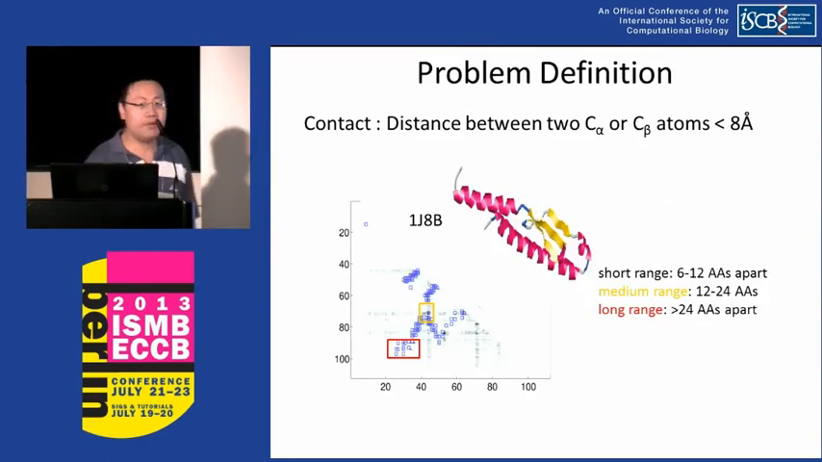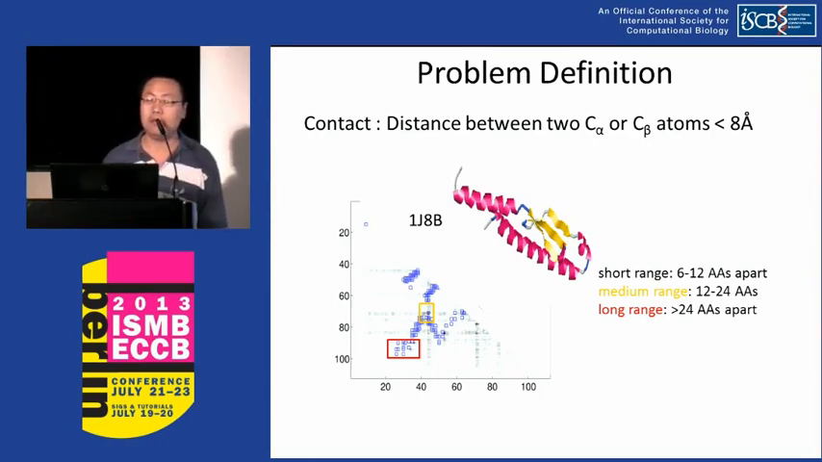So this slide just briefly introduces the problem I'm going to address. In this talk, I'm going to talk about how to predict inter-residue contacts. Here we use a simple definition. We just measure the distance between the C-alpha or C-beta atoms of two residues. As long as the distance is less than 8 angstroms, then we say there's one contact between these two residues.